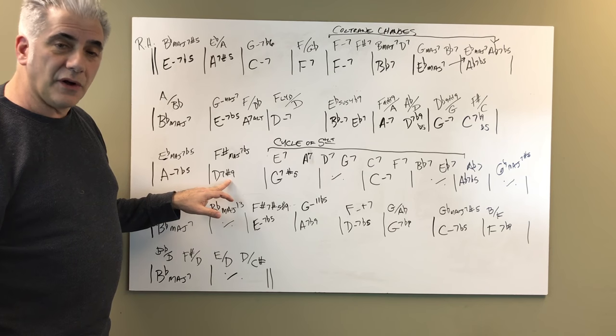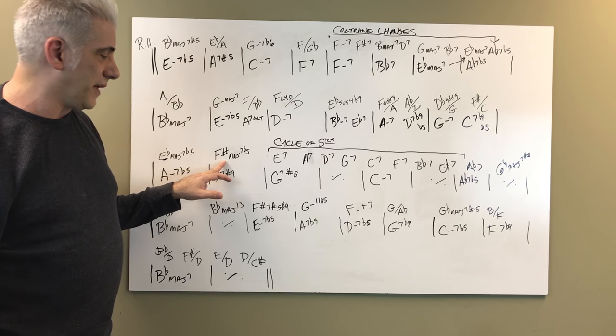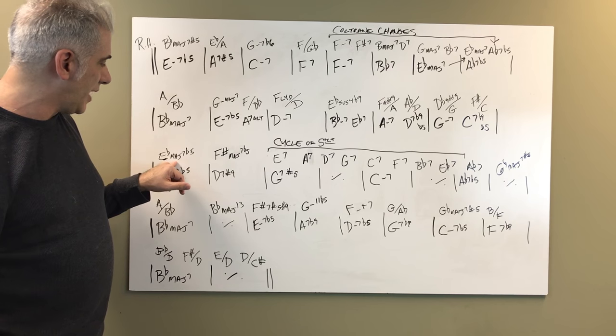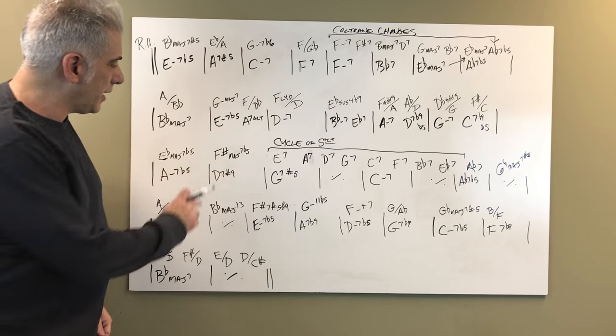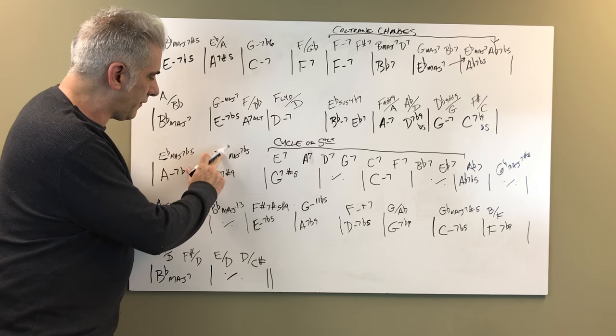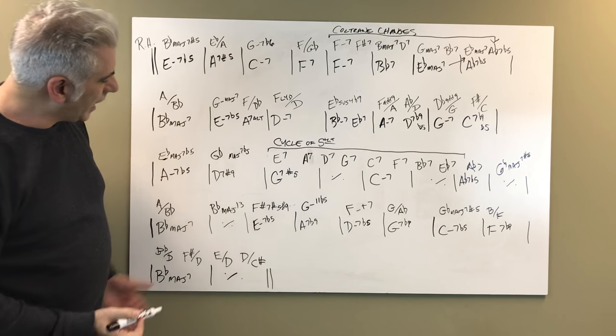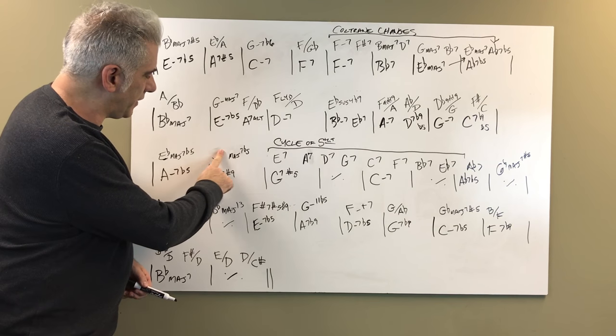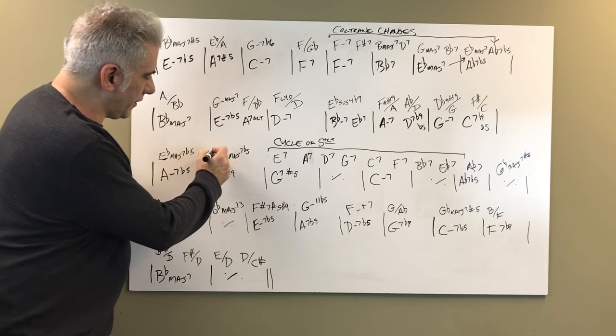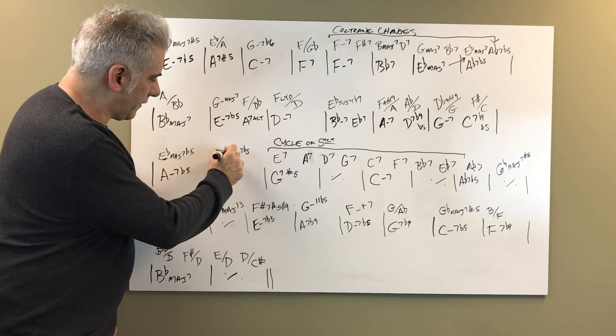Then I go to D7 altered, and I'm doing F sharp major 7 flat 5. So it's a parallel. This is the same chord moving up. I guess I could even call this G flat if I want to. I put F sharp because it's built off the third of the D7 chord, so that's why I used F sharp.